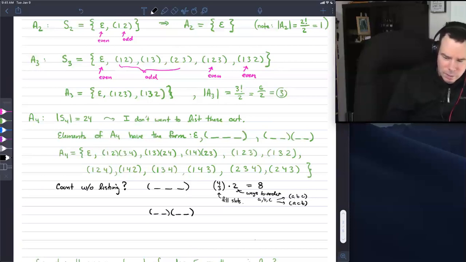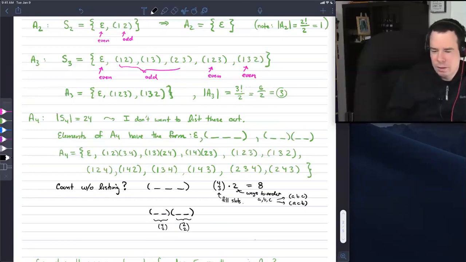So I'll indicate maybe one way to do this. I need 2 numbers to fill those 2 slots. So of the 4, I can choose 2 of them to fill there. And then that leaves 2 left, of which I need both of them to fill that one. So that's the number of choices I could have to fill the first 2 slots and the second 2 slots.